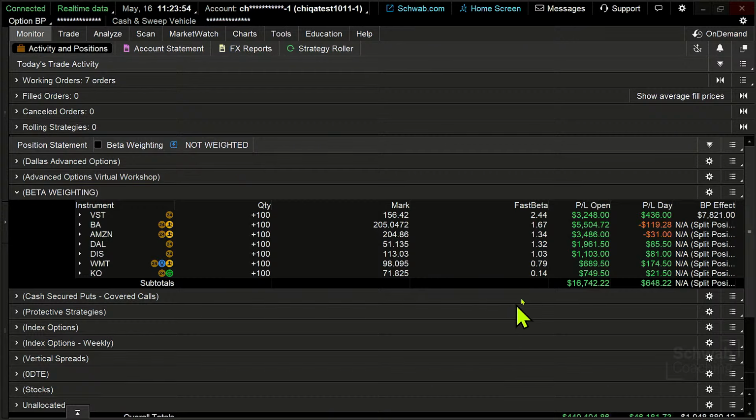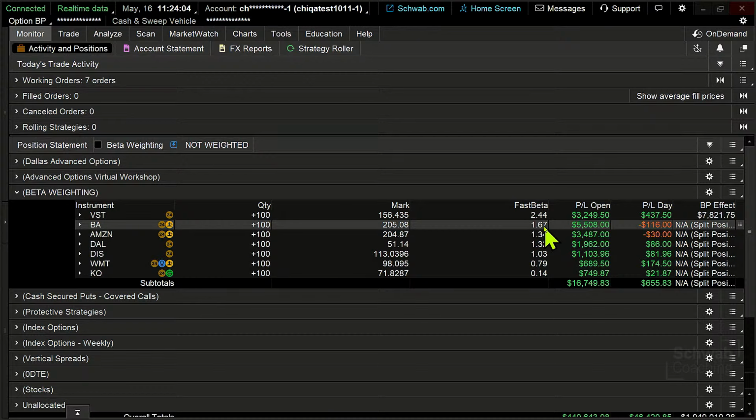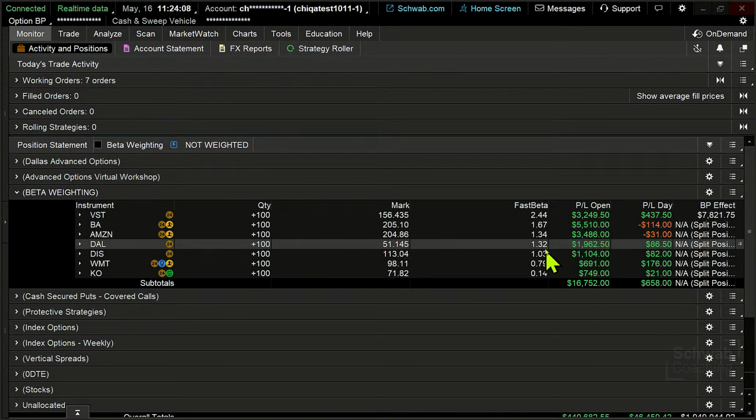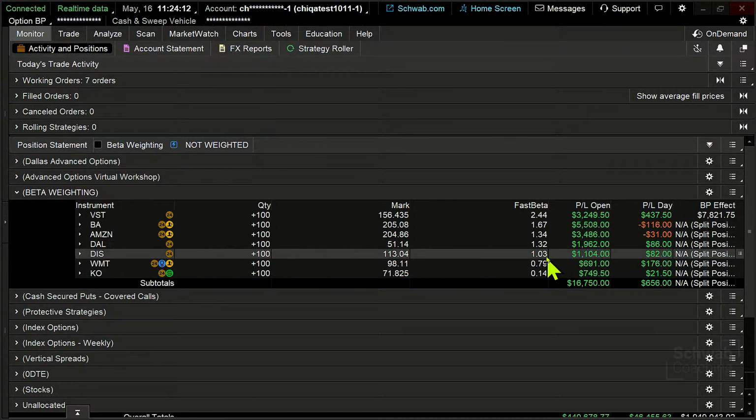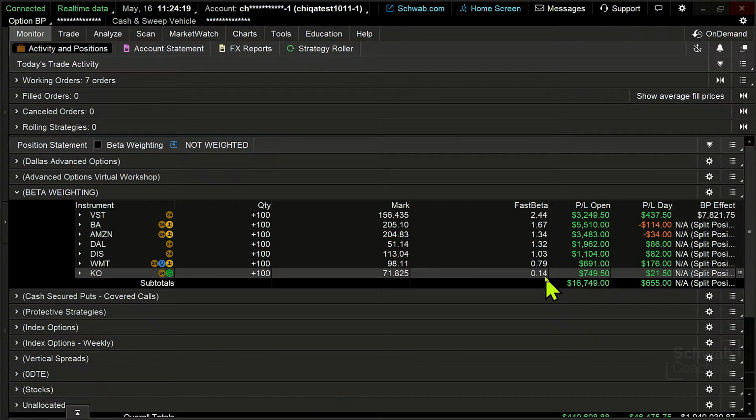Okay. And I can see that, look, I've got Vistra, which is 2.4 times the fast beta volatility of the market. Boeing, which is a little bit faster and a little bit more volatile than the market. Amazon, a little more volatile. Delta Airlines, a little more volatile. Disney, which is right about at the market. Walmart, which is slower than the market. And Coca-Cola, which is a lot slower than the market in terms of that movement.